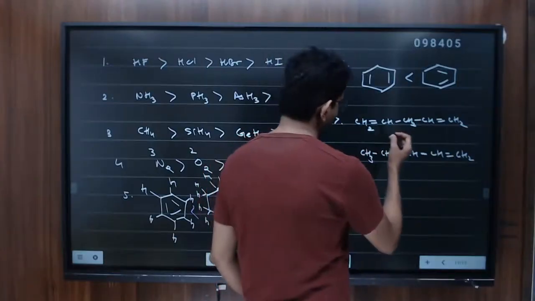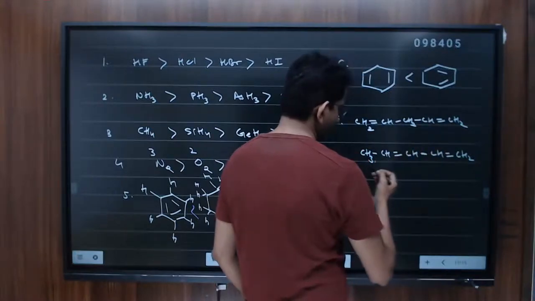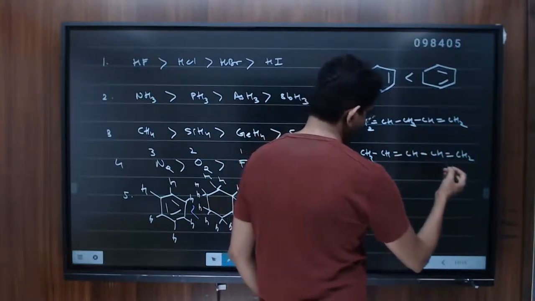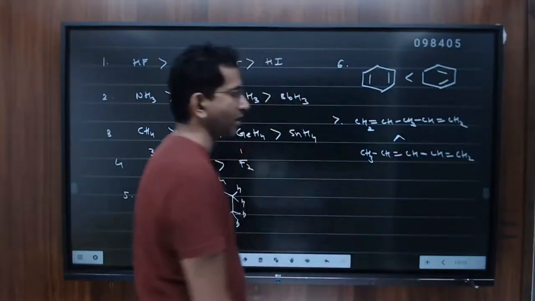Check it. A double bond B, C has nothing. Okay, in this case A double bond B, C double bond D. So the lower one has resonance, so the lower one will be more thermally stable.